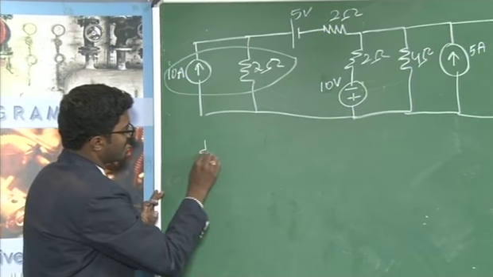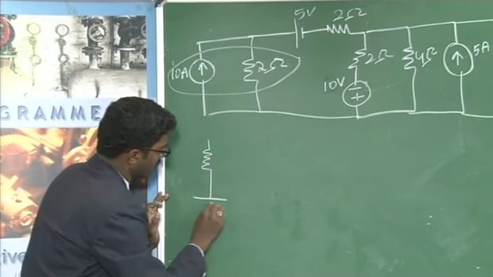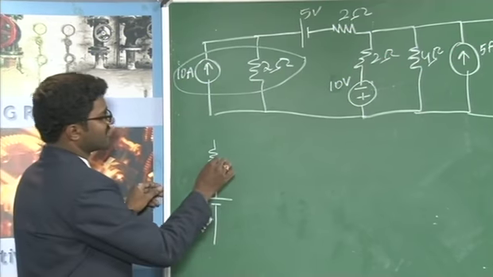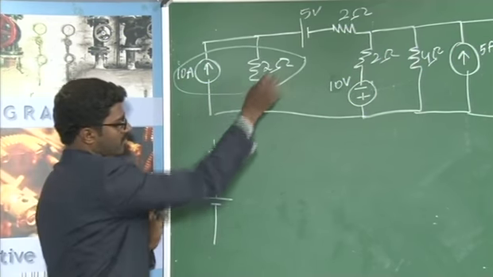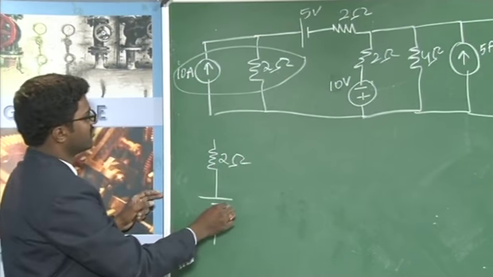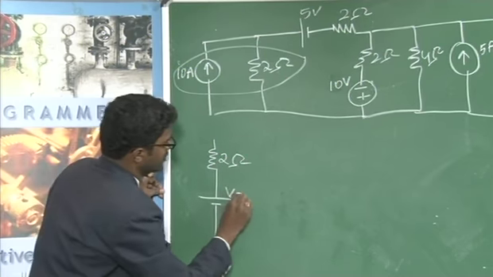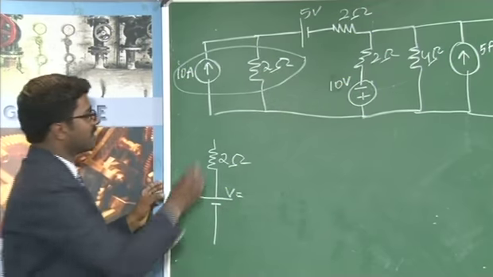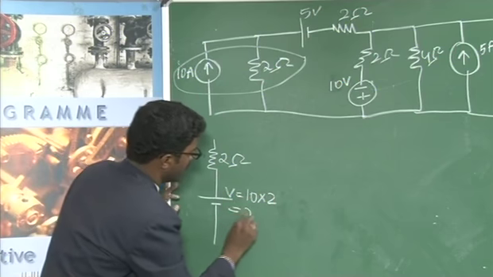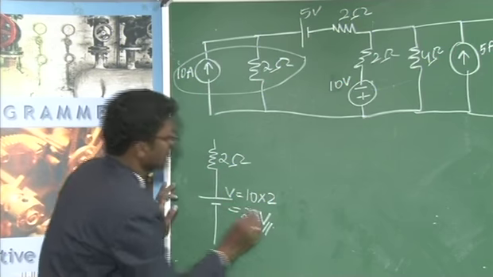We know that a resistance in series with a voltage source will be our practical voltage source. How to convert? The resistance will be the same as your source resistance, which is equal to 2 ohm. The magnitude of this voltage will be V is equal to I into R. The I given here is 10, so 10 into 2 will be equal to 20 volts.